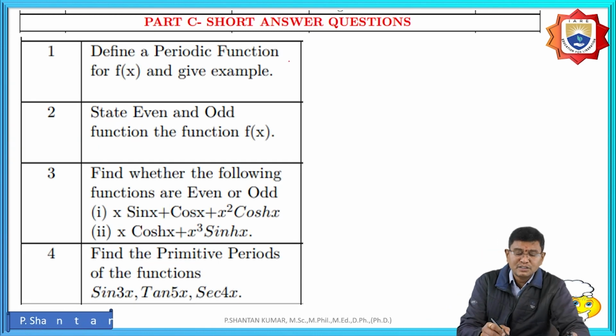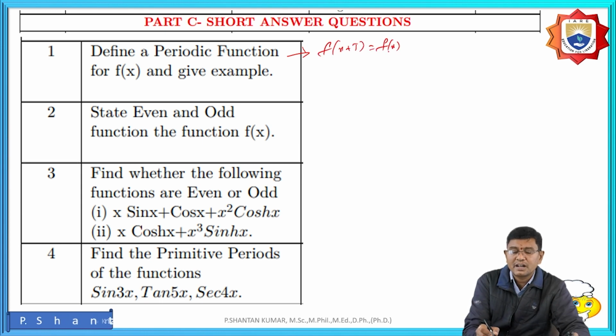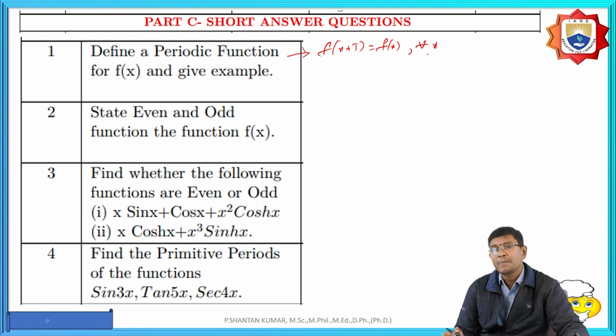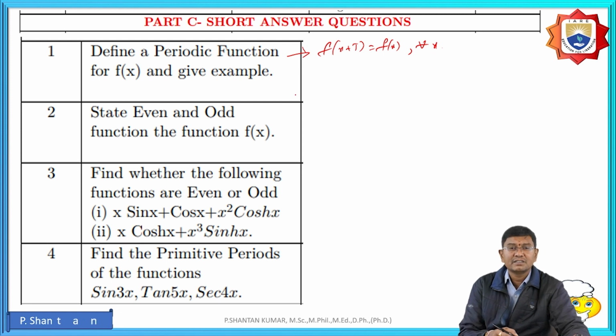Define a periodic function and give an example. A periodic function means f of x plus T is equal to f of x for all values of x. Examples are sine or cos, where the period is 2 pi by n, and tan, where the period is pi by n.